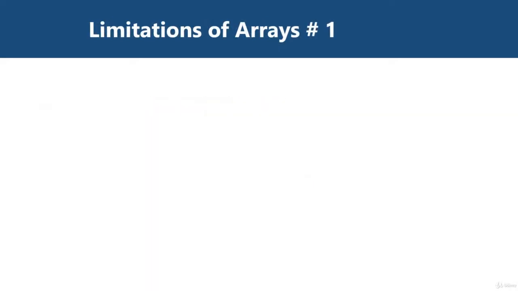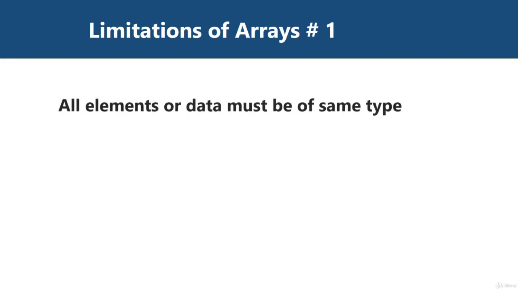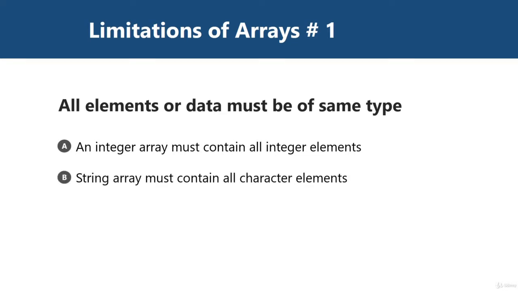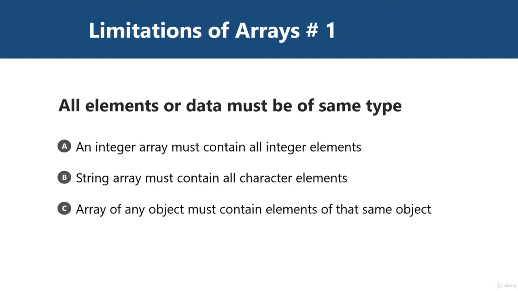Arrays have a few limitations or drawbacks. The first limitation is that all the data stored in an array must be of the same type. An integer array can contain only integer elements. A string array can contain only characters. In the same way, an array of any object must contain elements of the same object.